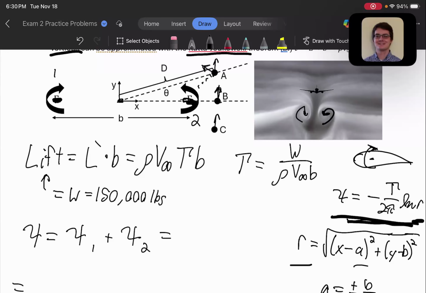So we're adding them together. Then we have negative gamma over 2 pi, natural log, square root, x minus b over 2 squared plus y squared, and then close parenthesis. Okay. Everybody with me so far?